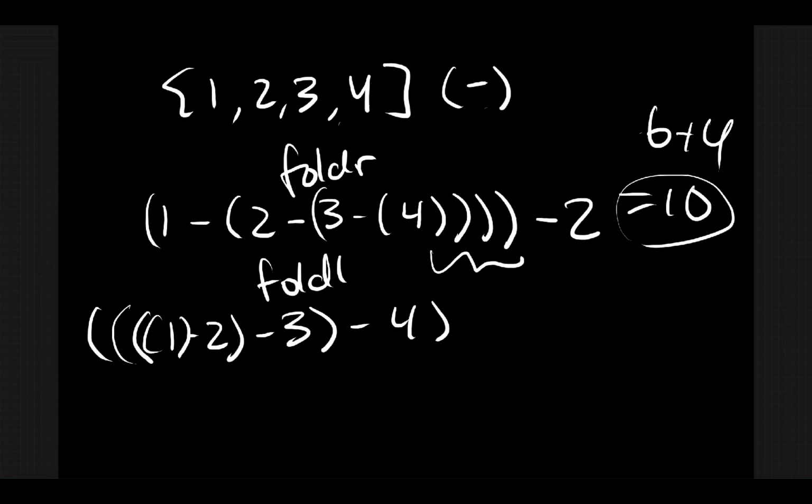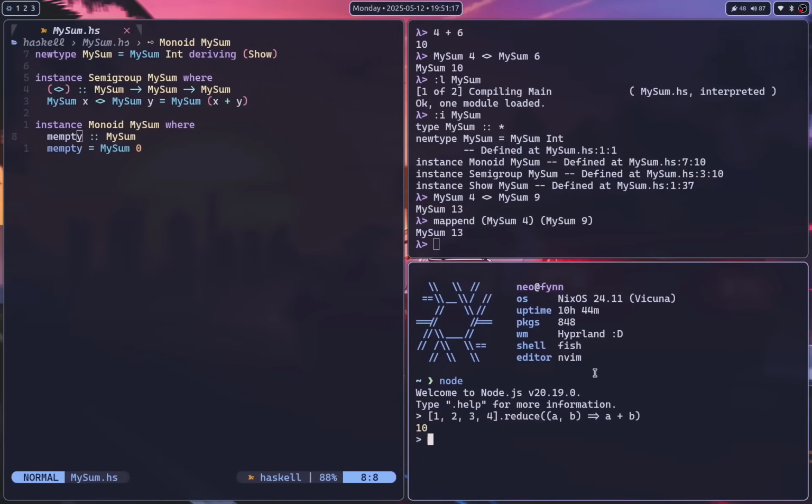And then this would be 1 minus 2, which is going to be negative 1, minus 3, which is, sorry, this is we start with the 0 element, right? So 0 minus 1 is going to be negative 1, minus 2 is going to be negative 3, minus 3 is negative 6, minus 4 is going to be negative 10. So this will evaluate to negative 10, and we can verify that in GHCI actually.